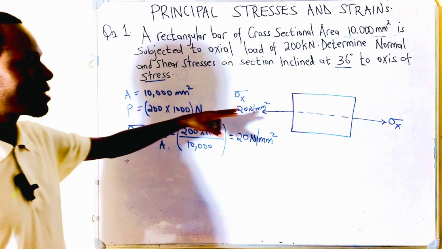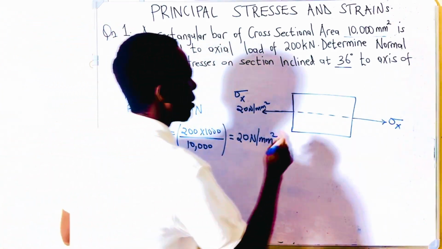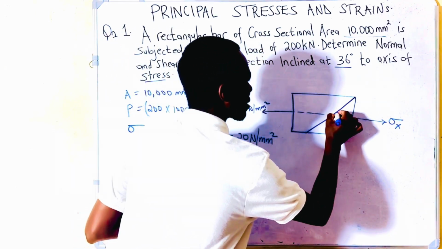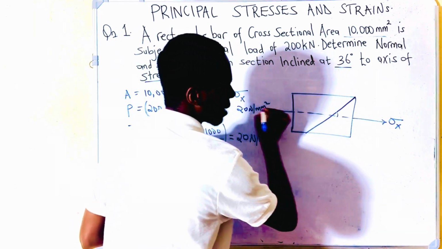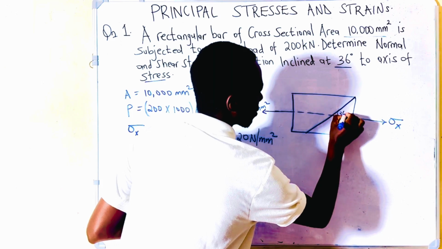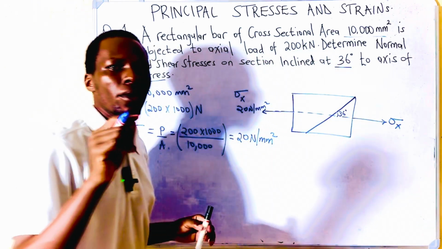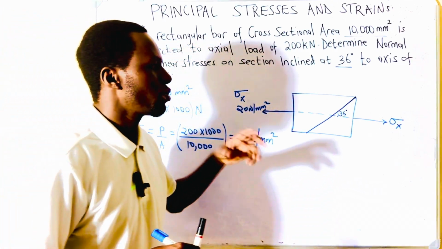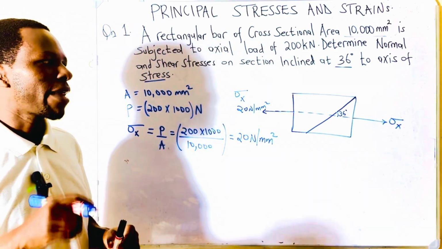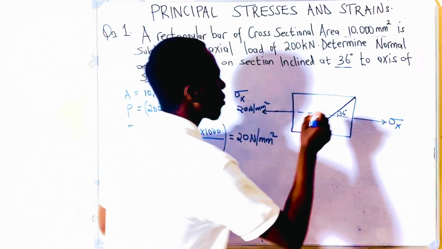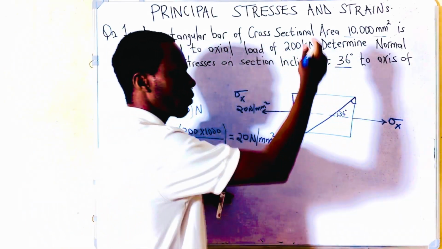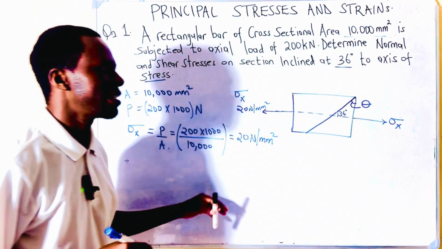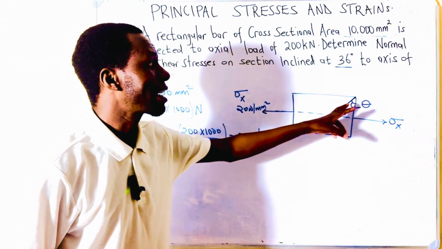Now, the section has been inclined at 36 degrees to the axis of stress. So this is our axis of stress. Now, let's have the plane being inclined like this. It is said that it is inclined to the axis, so it is inclined at 36 degrees. Remember, in our first introduction, we said that when you're doing the calculation, the oblique angle theta that you consider is the angle with reference to the vertical one. This is the angle that we need, theta. But the angle given is not the oblique angle which we want.